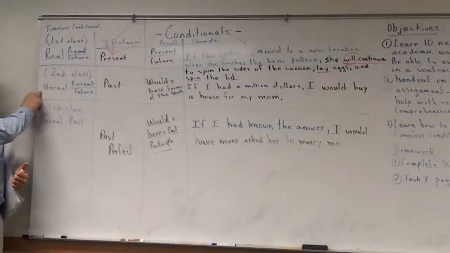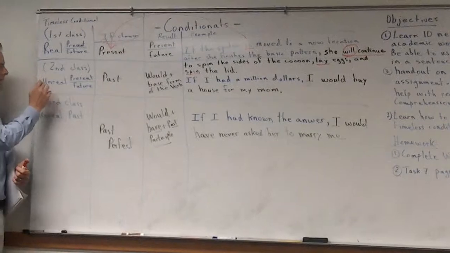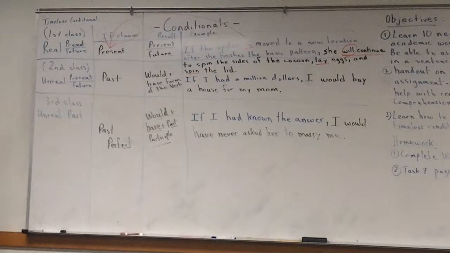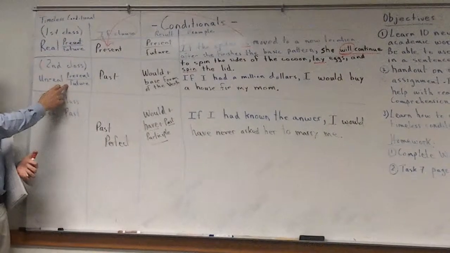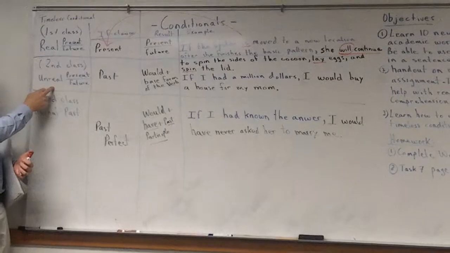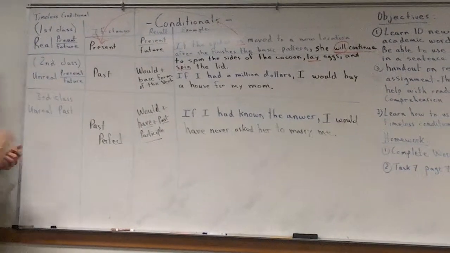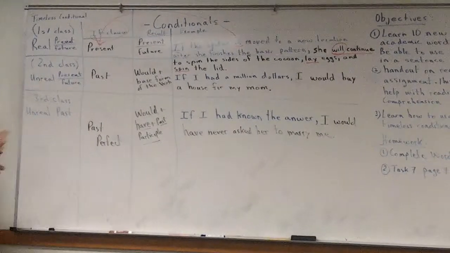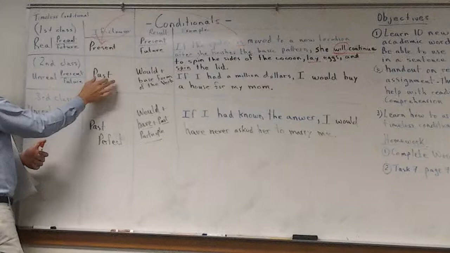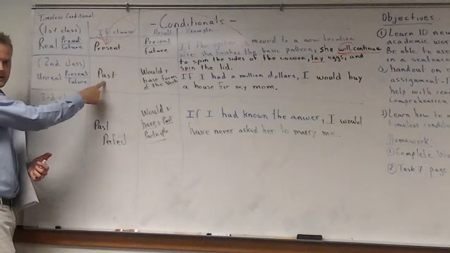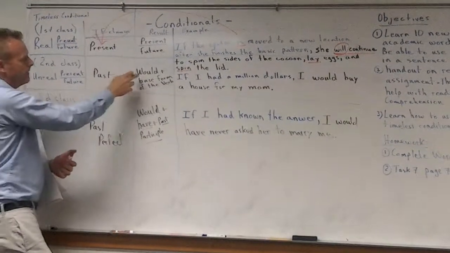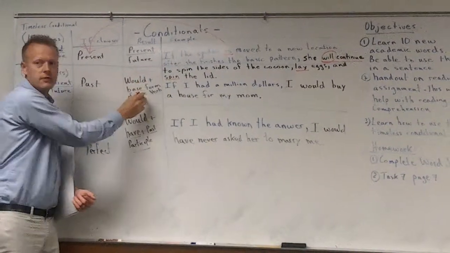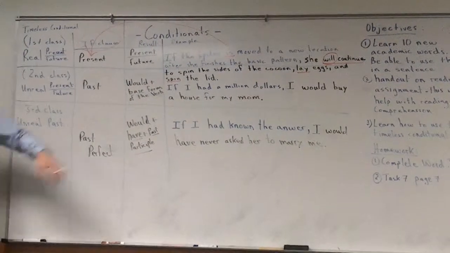A second class condition. It's also called an unreal condition. The condition itself is in the present or future. The difference between the two is this one's unreal. When you compare the condition itself to reality, it's unreal, okay? To the truth statement. So again, the pattern is in the if clause, it's always in the past. In the result clause, you always follow this pattern: would plus the base form of the main verb.